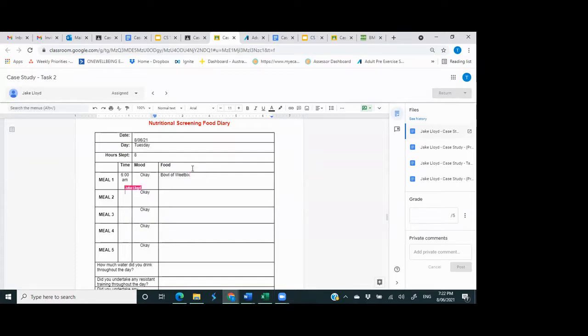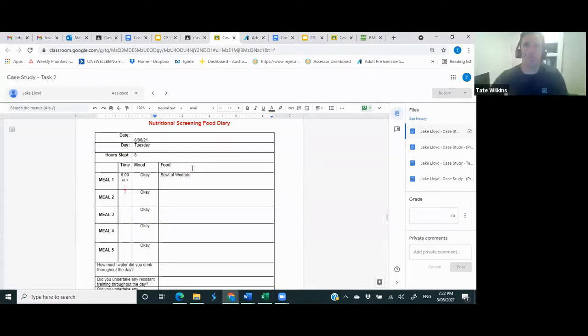Meal 2. 10 a.m. Just had a shake with banana powder, oats.